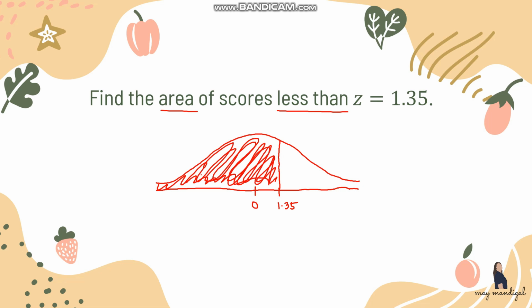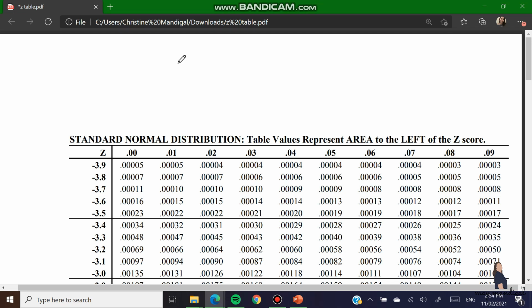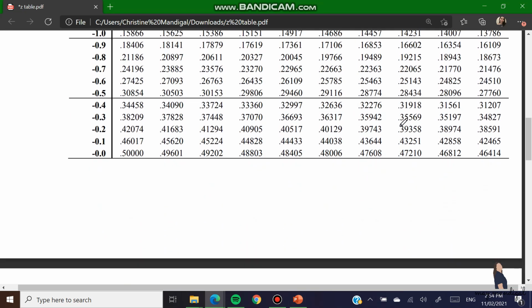Since what we want is the area to the left of our z-score, to get the area, all you have to do is just look at our z-table. Because again, the z-table that we have gives us the area to the left of the given z-score. So let's just go back to the z-table. Again, what we want is to identify the area less than the z-score, which is 1.35. So let's just go over and find 1.35.